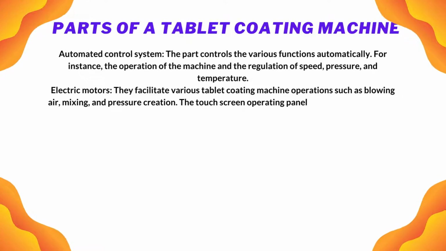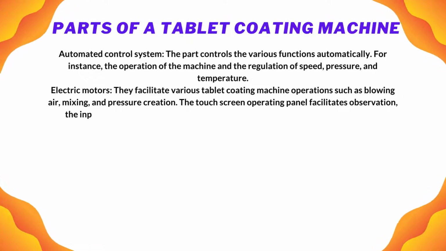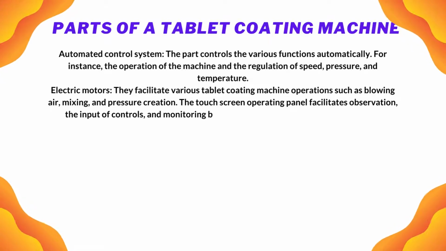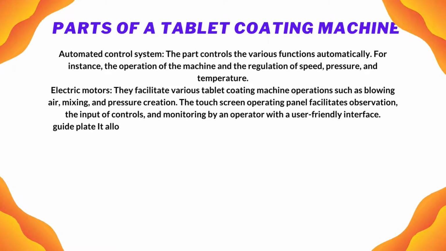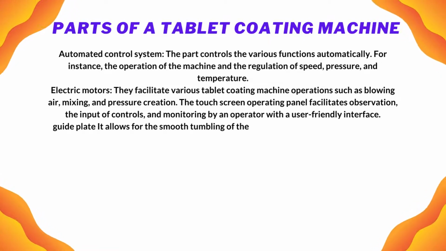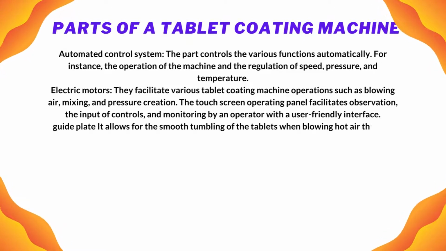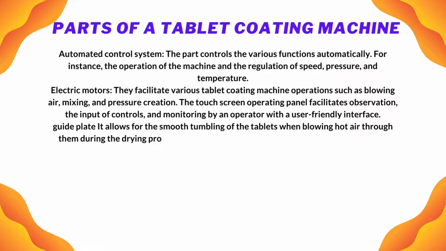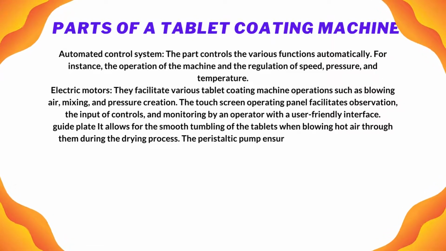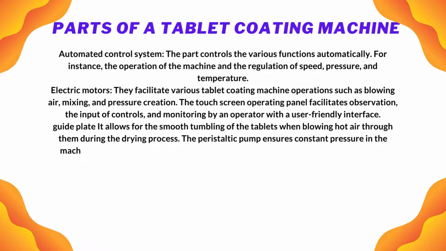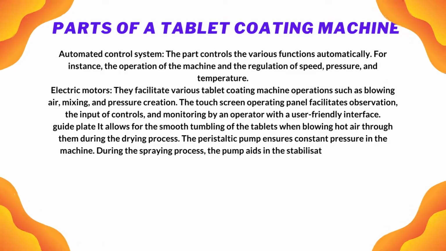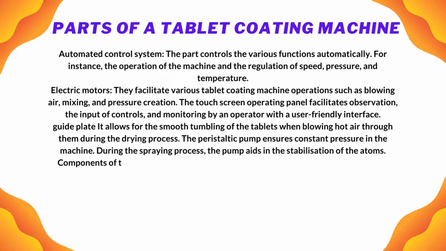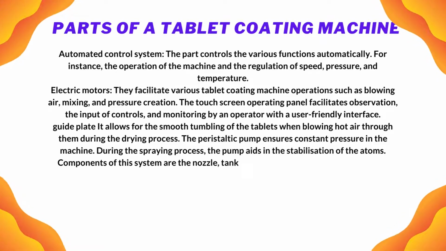The touchscreen operating panel facilitates self-observation, the input of controls, and monitoring by an operator with a user-friendly interface. Guide plate that allows for the smooth tumbling of the tablets when blowing hot air through them during the drying process. The peristaltic pump ensures constant pressure in the machine. During the spraying process, the pump aids in the stabilization of the atoms. Components of this system are the nozzle, tank, and a pump.